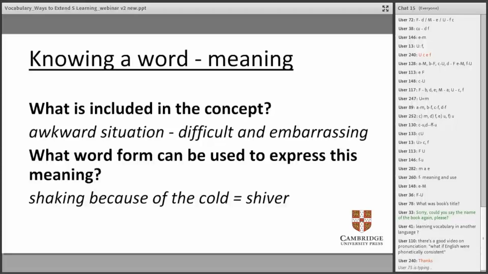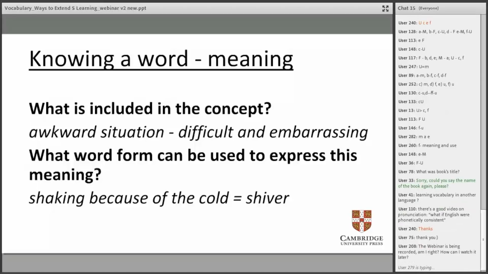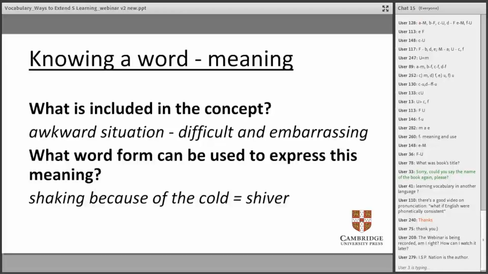If we look at the phrase awkward situation, people look at the word awkward and often think that awkward means difficult. But we wouldn't talk about an awkward exam. So that meaning doesn't really work. In fact, to get the meaning of awkward across, we need to say that it's difficult and embarrassing. So if we just say awkward means difficult, that doesn't fully include the concept of that word. You actually need to say awkward means difficult and embarrassing. That is the full concept.